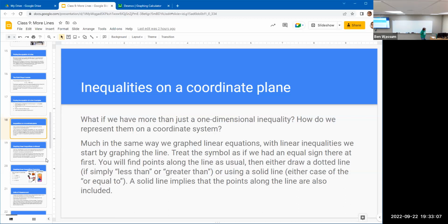If it does include it, then that's greater than or equal to or less than or equal to. So those are the ones with the bars beneath them. So if you have a bar beneath your symbol, solid line. You don't, dotted line. And as it says down there, a solid line implies that the points along the line are also included in your solution. If you have a dotted line, that implies that it is not.